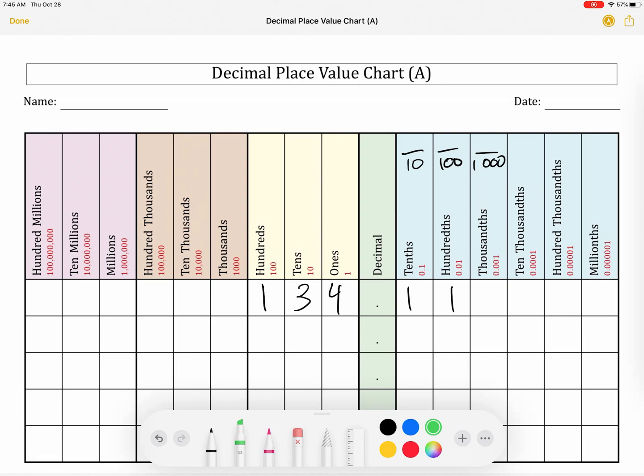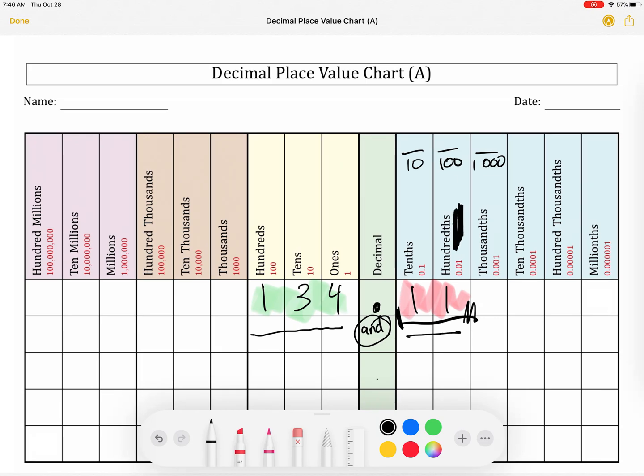Well, we start with the number here. This is 134. After the decimal, we still read this as one number. So remember, when we have the decimal, when we're naming numbers, we don't say point. In Canada, we say and. So really what you have here is two numbers I have to say. So this one would be 134 and 11.